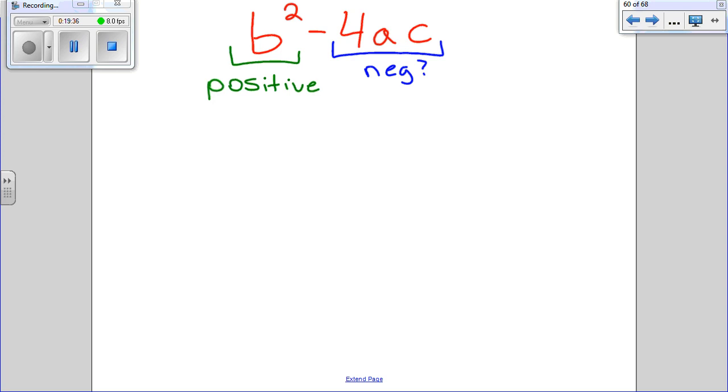Yes and no at the same time. Okay, yeah? One of them can be negative. If they're both negative, what happens? They would cancel to be a positive. So this means if A or C is negative, you're good.